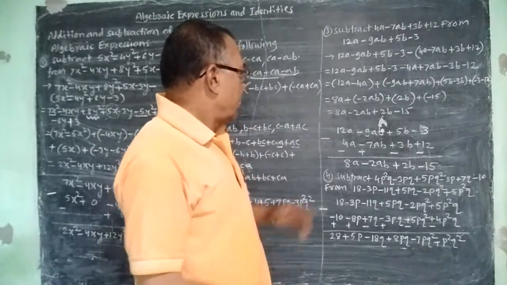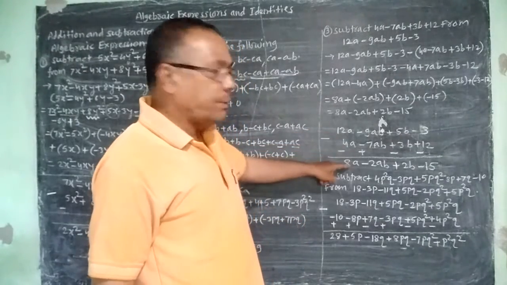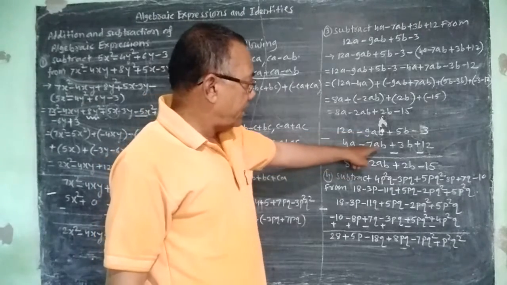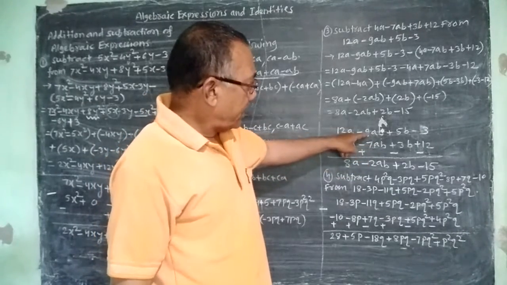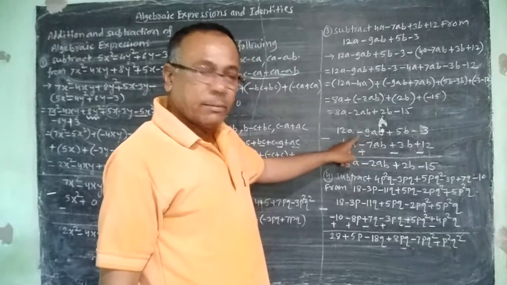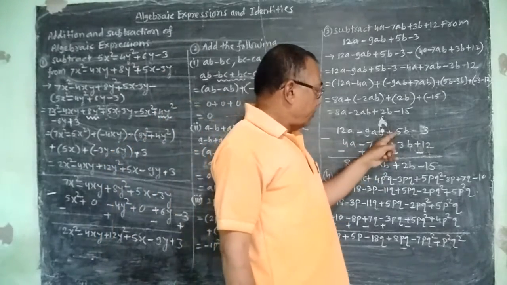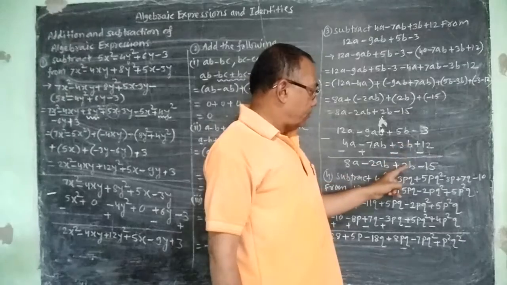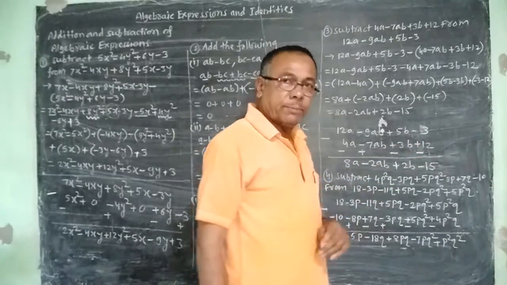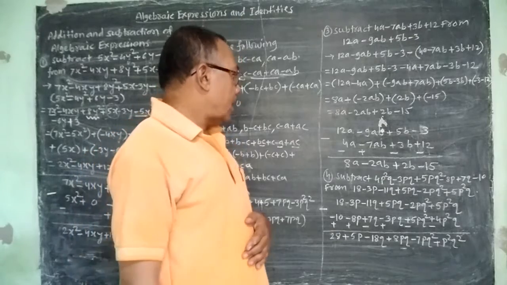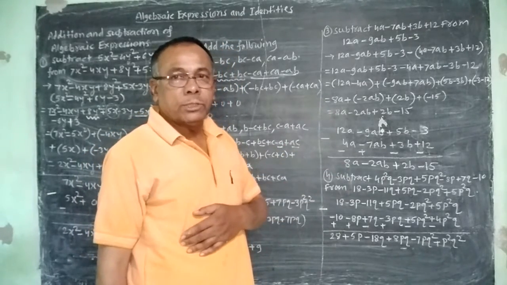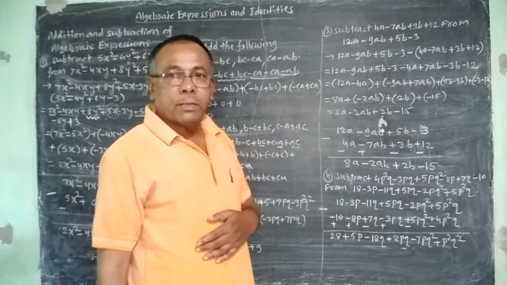And now 12a minus 4a, it will be 8a, minus 9ab and plus 7ab, it will be 9 minus 7, it will be 2ab, and give the sign of the greater number here. So 5b minus 3b, it will be plus 2b, and minus 3 and minus 12 will be minus 15. So like this, we have got the same answer by horizontal method as well as vertical method.